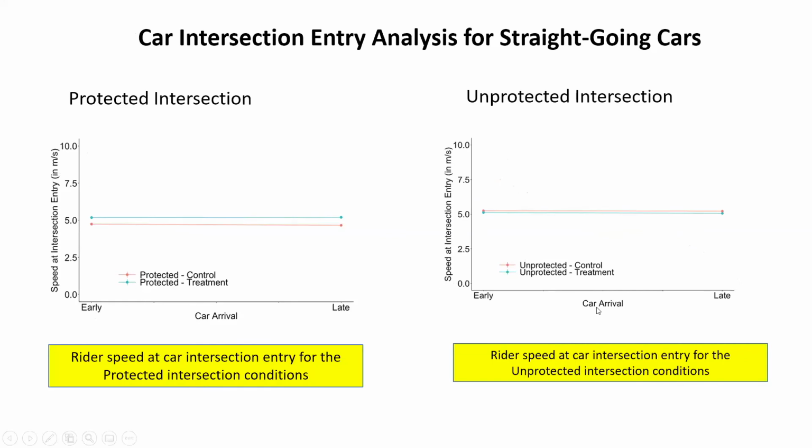So this is analyzing the bicyclist speed for the straight going cars at the intersection entry point. We didn't see any significant difference in speed for both the protected and unprotected conditions. The speed was almost the same for the bicyclist when the car reached the intersection entry point.